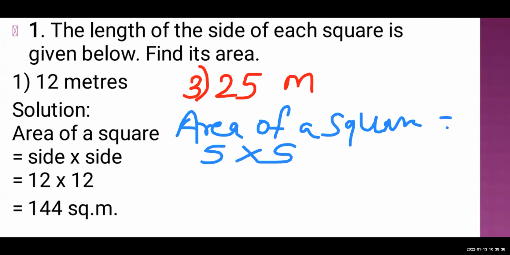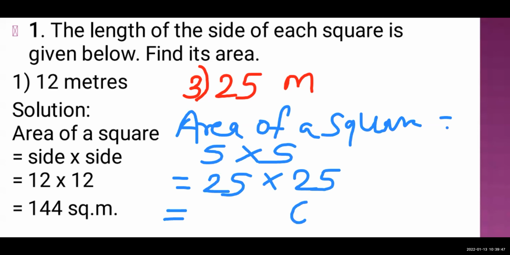Okay, next step. 25 multiplied by 25. Okay. Answer is 625 square meter. Very good. That is right. 625. See, do the multiplication properly. 25 should multiply by 25 only. Okay, everyone. Okay, your answers are right. You can mute yourself.